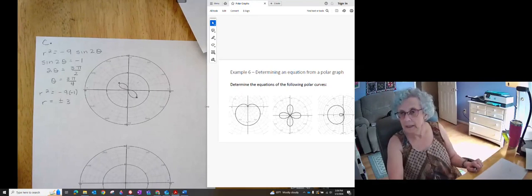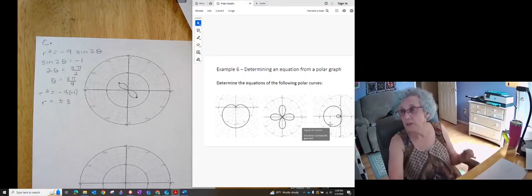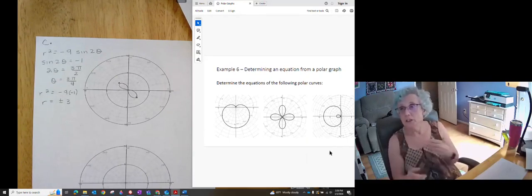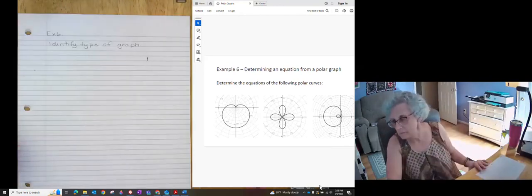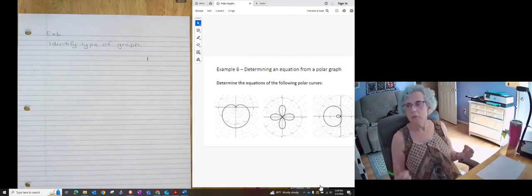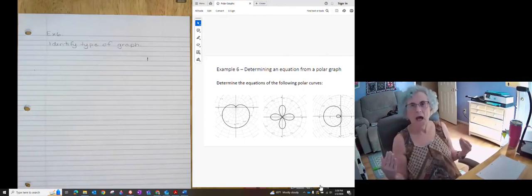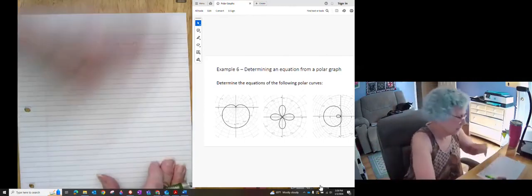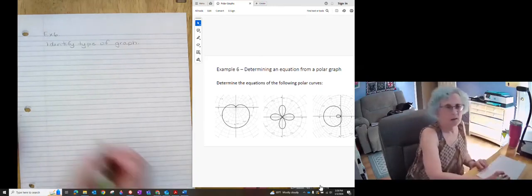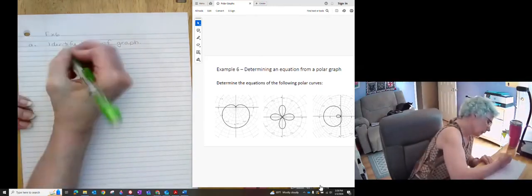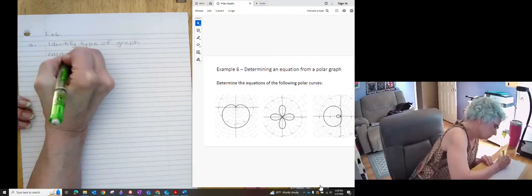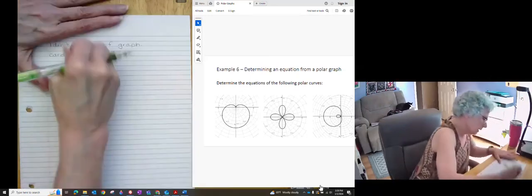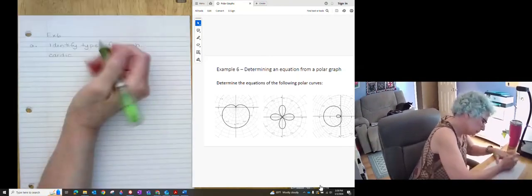So next thing we're going to do is to figure out the equation from a graph. So I'm going to get some notebook paper for this. I went ahead and wrote down my step 1. Identify what kind of graph you have. I have a cardioid. So I'm going to call it part A, even though I didn't label them in parts. This is a cardioid. And spell it correctly. Cardioid.